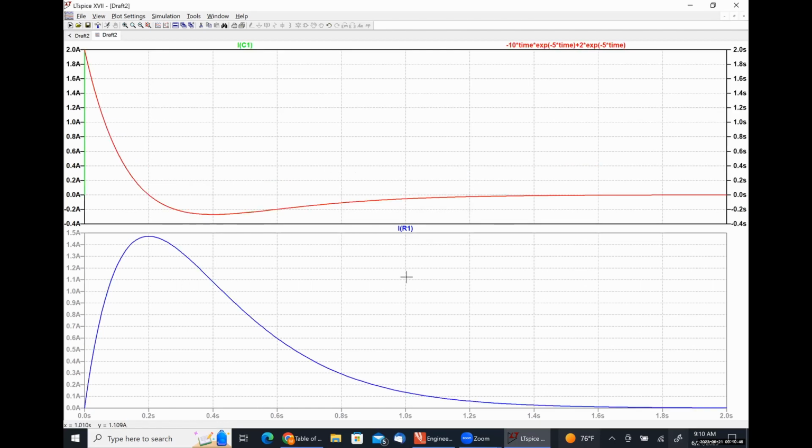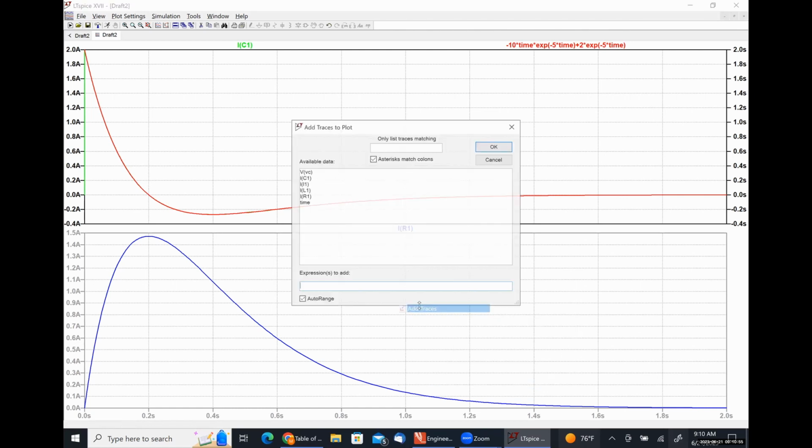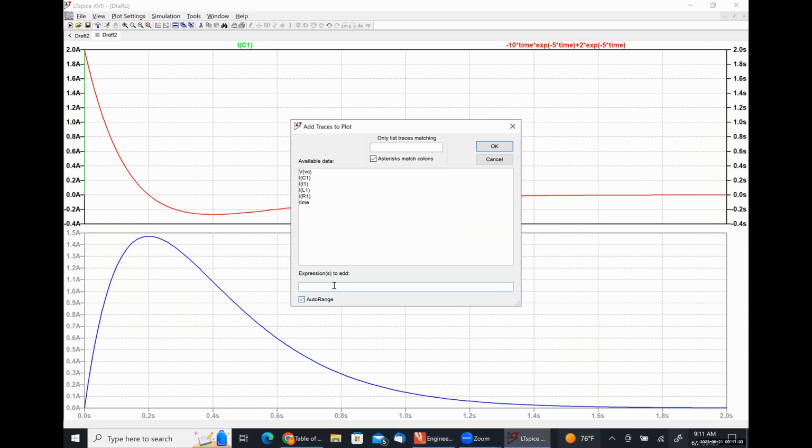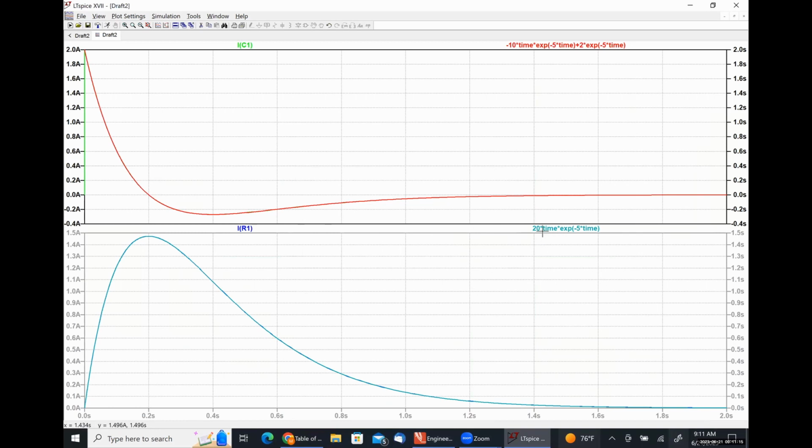Okay. So let's look at our results for our resistor current, right? If I'm not mistaken, I think it was 20, but let me double check here really quickly. Yeah, 20 times time times exp of -5 times time. And this blue-green curve completely overlapped our blue curve. Our scales are the same on both the left-hand side and the right-hand side. So both of our analytical solutions were correct.